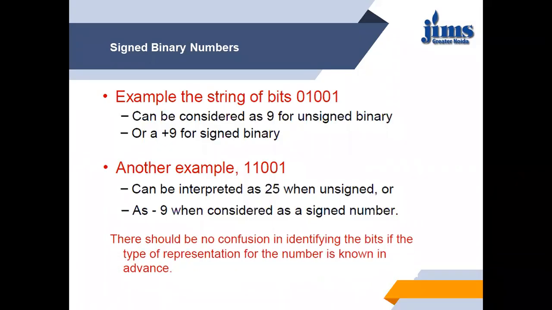Okay. Now, there should be no confusion in identifying the bits if the type of representation of the number is known in advance. So if it is known in advance that I represent 11001 in sign magnitude representation, then what will you do? You will look into the leftmost bit. If it is 0, then the number is positive. If it is 1, then the number is negative, and the rest of the bits represent its magnitude. That's it. You have to do nothing more. You will know very well which type of representation we are using in the computer.